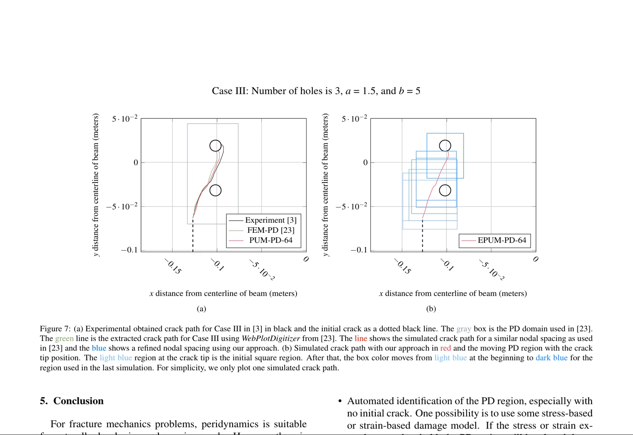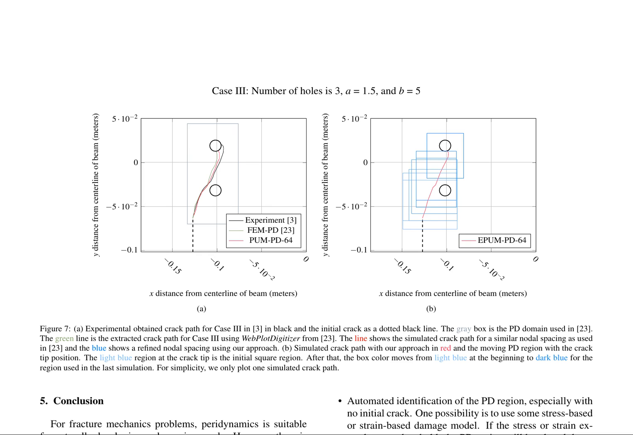This research validates the combined partition of unity method, PUM, and Peridynamics, PD, simulator against experimental data, building on the author's previously proposed approach. The validation employs 3 distinct experimental setups, varying in the number of holes and A and B parameter values. Results demonstrate that the combined PUM-PD method accurately simulates crack paths, comparable to those obtained via finite element method and peridynamics coupling. Notably, the use of a smaller, moving PD region reduces computational time while maintaining accuracy.